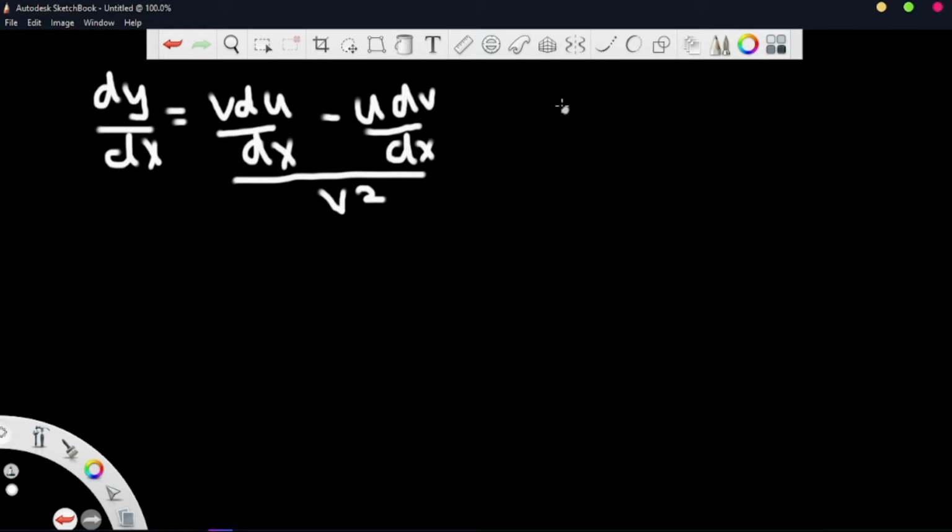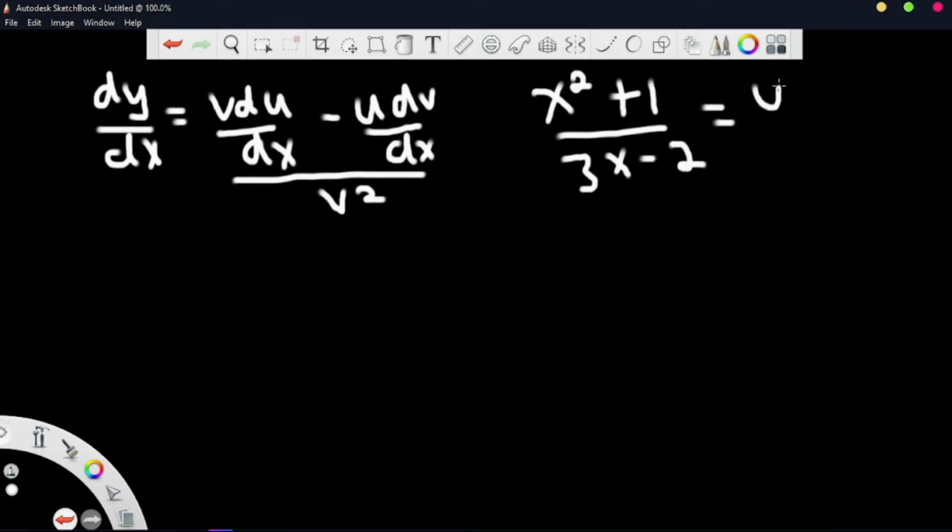But let's say we have been told to find dy dx of x squared plus 1 over 3x minus 2. So let's say we want to find something like this. The basic thing that we have to know is that we have to pick which one will be our u. As for me, my u is the top part and then my v is the bottom part, so we just have to replace.